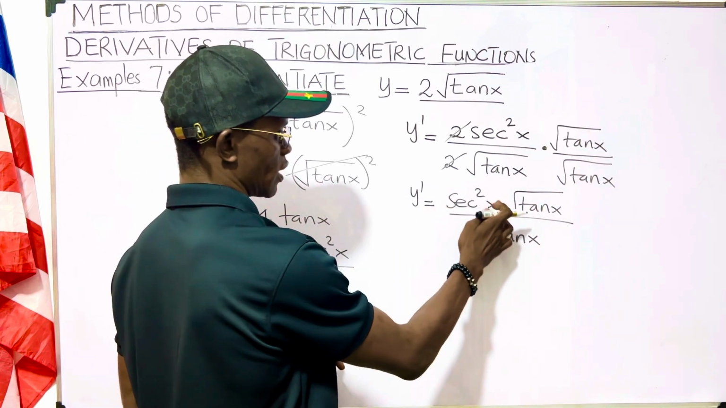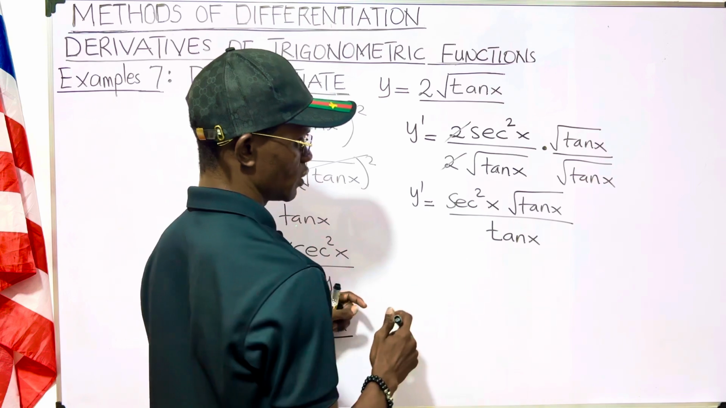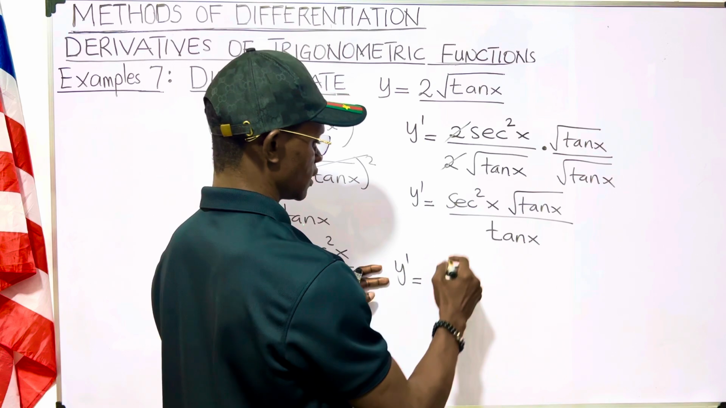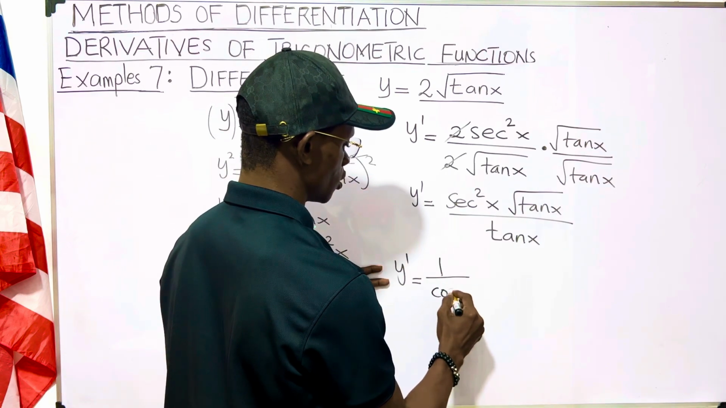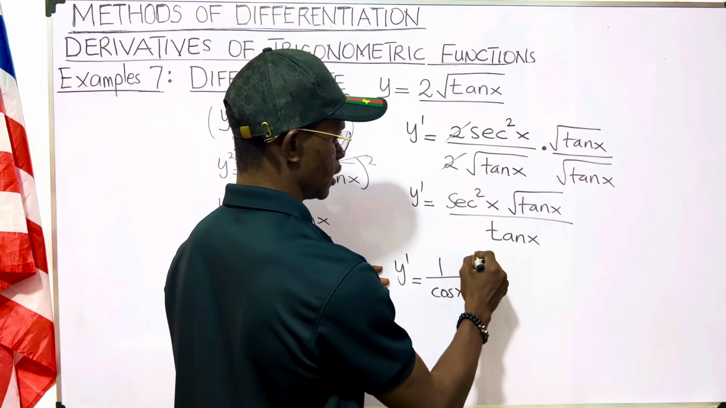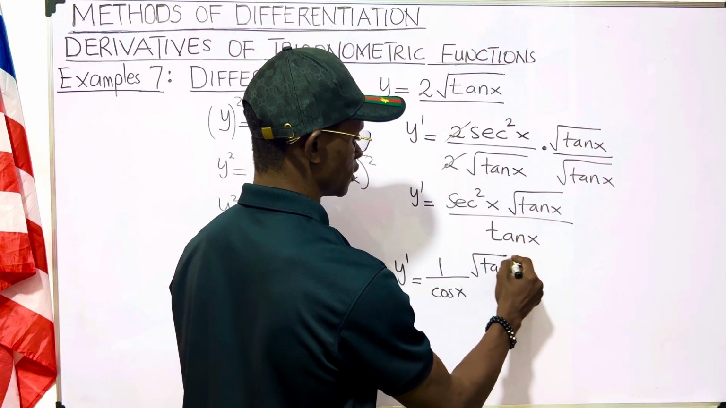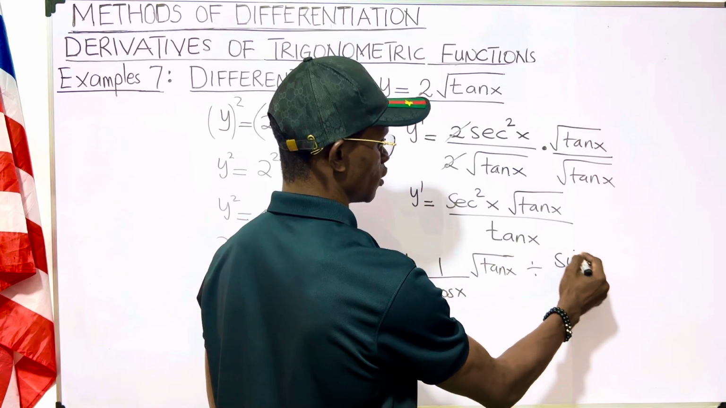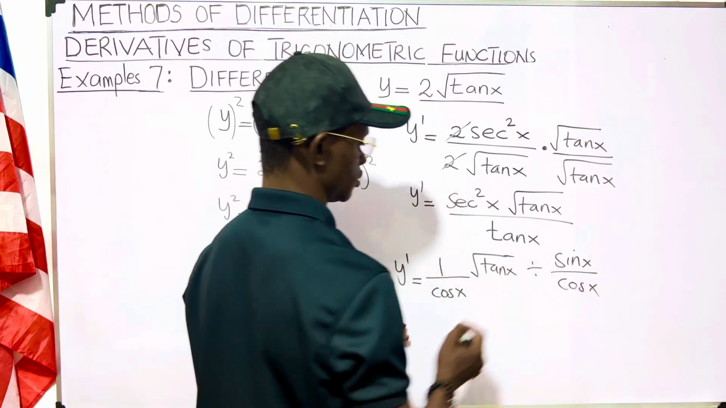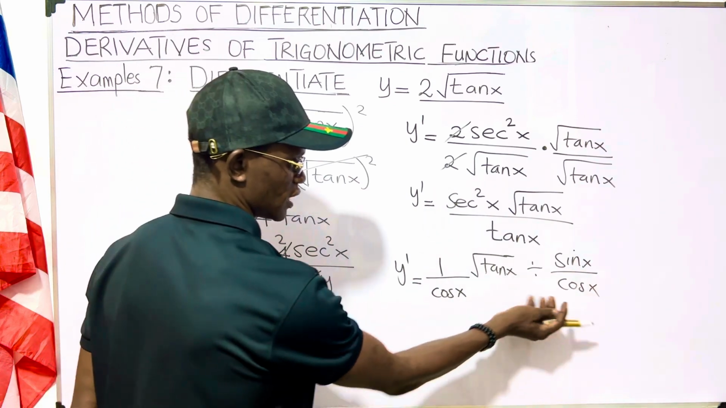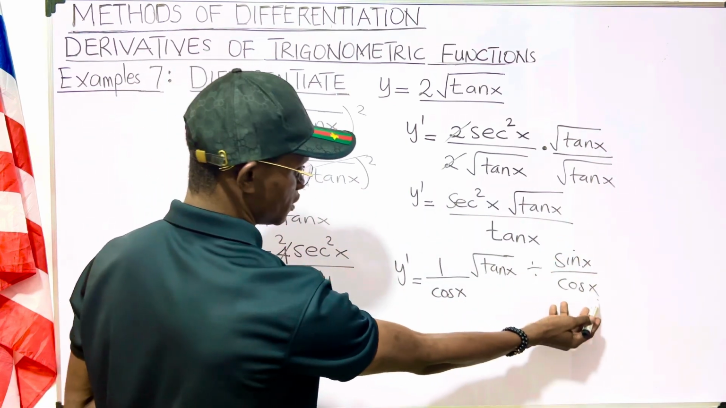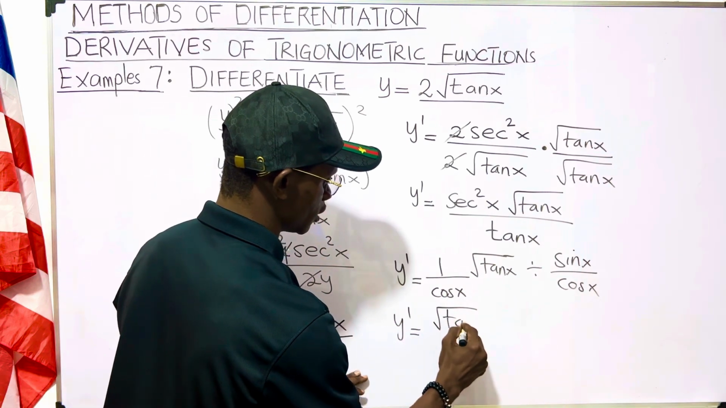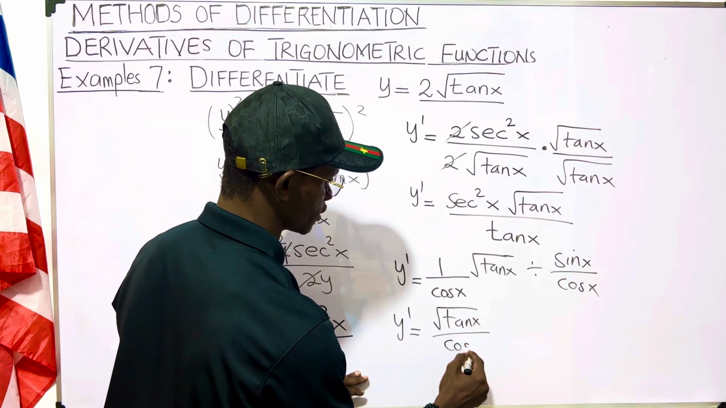Now, secant squared x and then tangent of x, we can simplify that. So y prime equals, this secant squared x is 1 all over cos squared of x, and then the tangent of x is sine of x over cos of x. So division of fractions says we must reciprocate the second fraction. So y prime equals the square root of tangent of x all over cos squared of x.